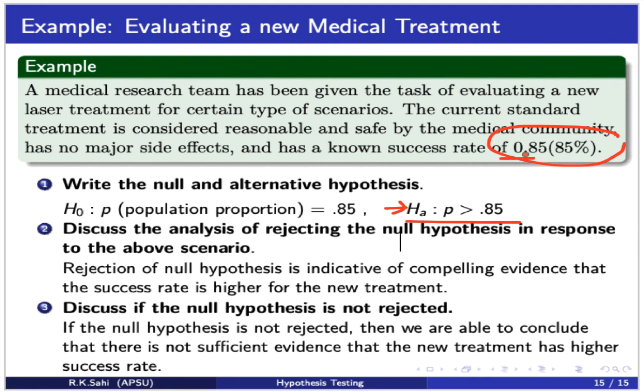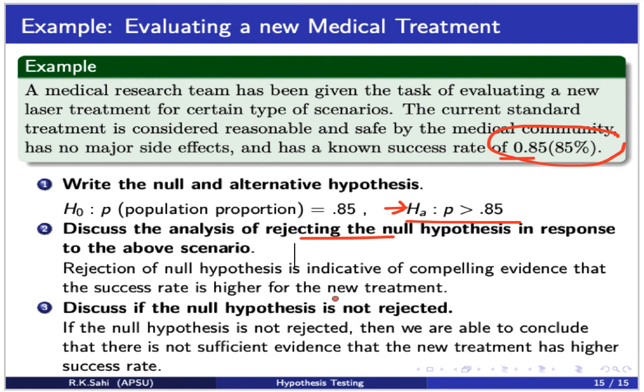Okay, now let's look at the analysis. We're going to discuss the analysis of rejecting the null hypothesis in response to the above scenario. So rejection of the null hypothesis is indicative of compelling evidence that the success rate is much higher for this new laser treatment. That means the success rate is very, very high. Only then are you going to get rid of the status quo of the null hypothesis.